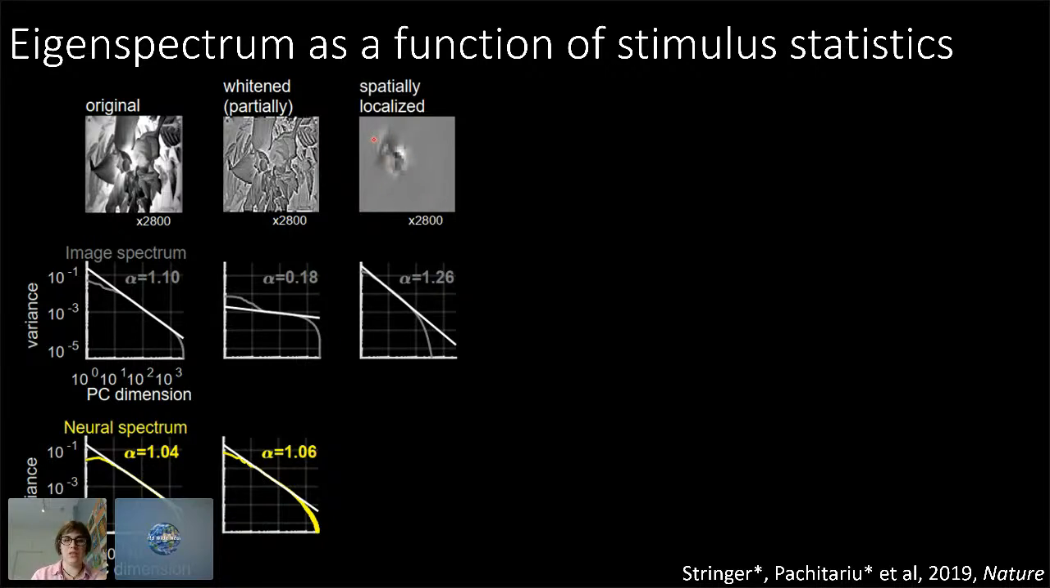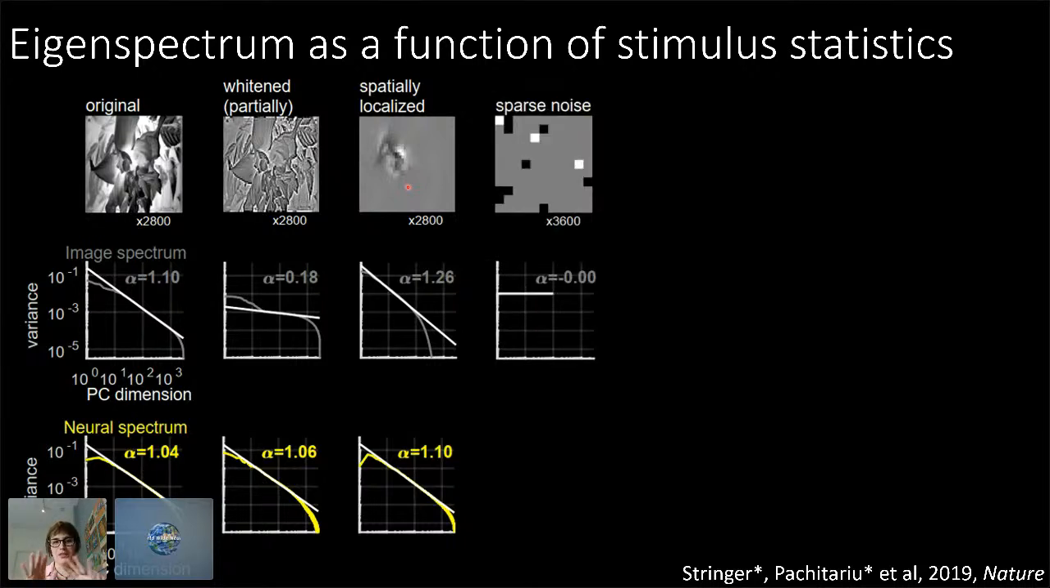So we tried to destroy more correlations by only showing stimuli in a small region of the screen and removing everything else around it. We still saw a power law decay. And then we destroyed even more correlations, where we just showed squares of black and white on the screen and looked at the eigenspectrum, and we also saw that it had a power law decay. So it doesn't seem like changing the image is changing the neural eigenspectrum.